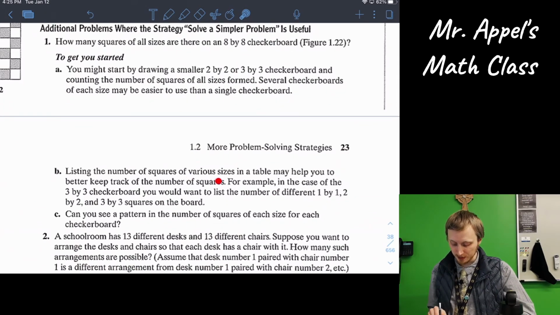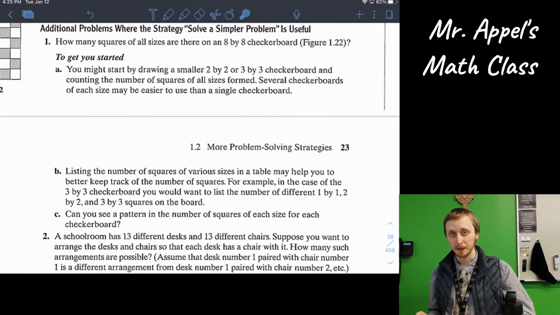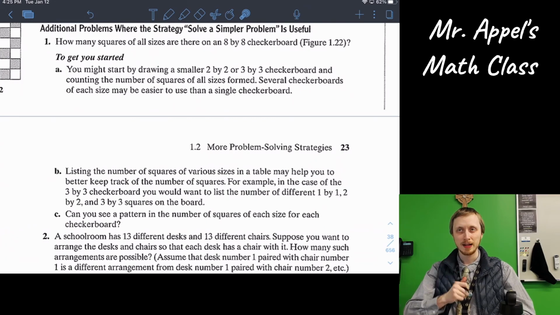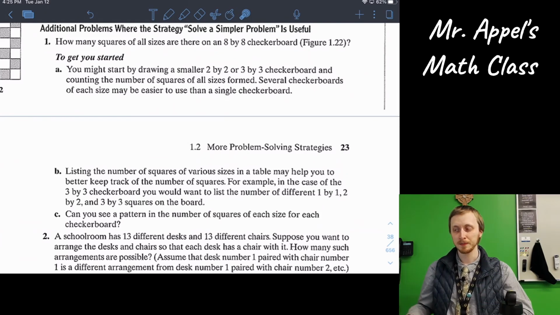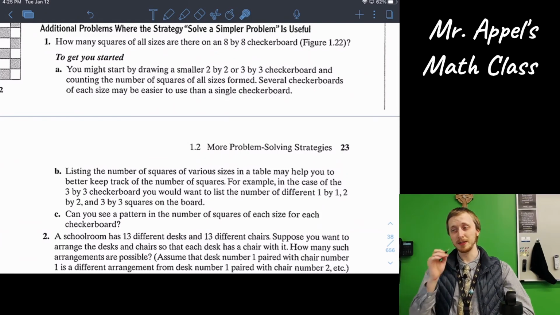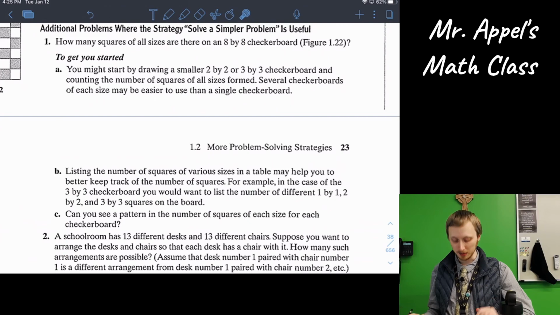Listing the number of squares of various sizes in a table might help you to better keep track of the number of squares. For example, in the case of the 3 by 3 checkerboard, you would want to list the number of different 1 by 1s, the 2 by 2s, and the 3 by 3 squares on the board. Can you see a pattern in the number of squares of each size for each checkerboard? Right, so how many 1 by 1s? How does that go up? How does the number of 2 by 2s increase? How does the number of 3 by 3s increase as you increase the size of the board? The sooner you can find each of those patterns, you can get your total for the full 8 by 8 and just add up all the possible sizes.